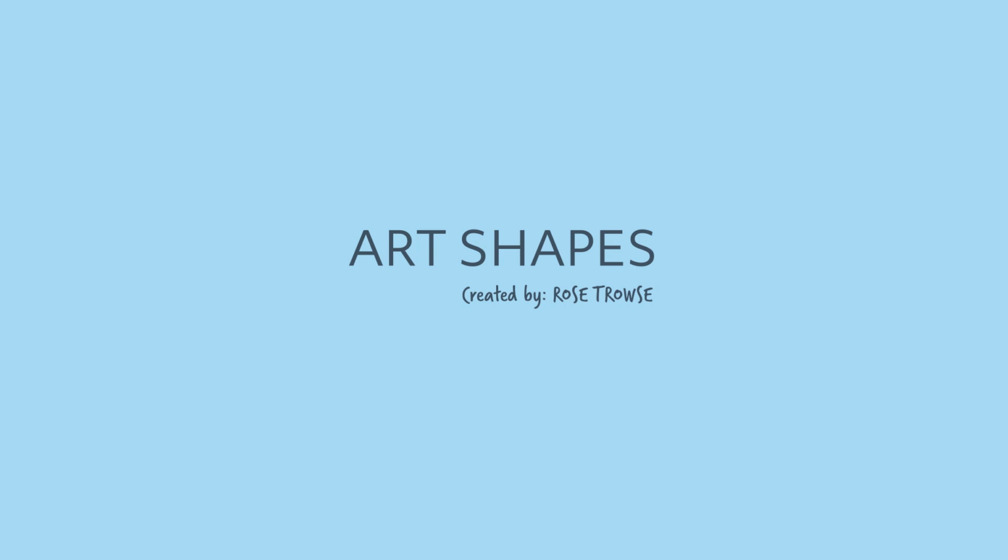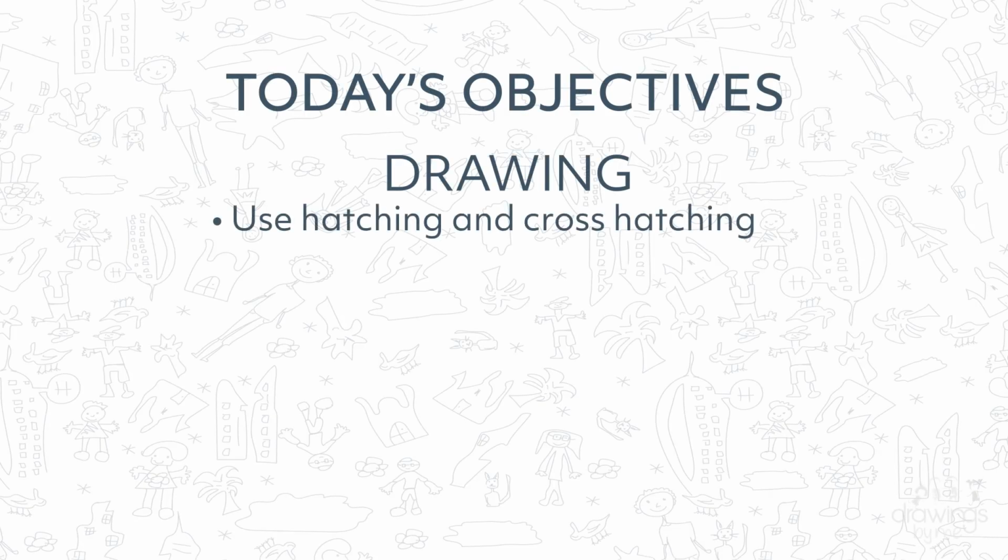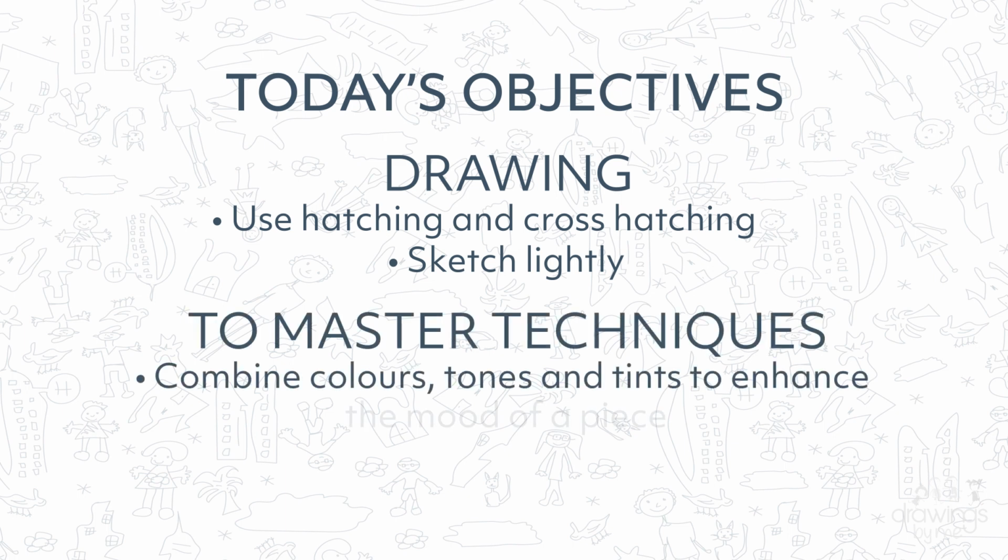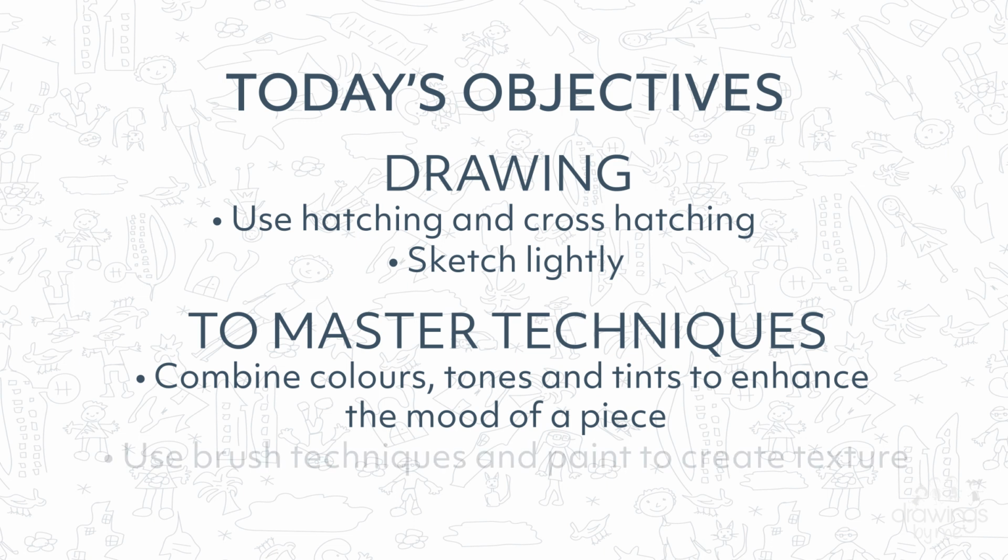Today we will be creating an abstract art shapes painting. You'll be using different pencil techniques such as hatching and cross-hatching to sketch a design lightly, and then use your knowledge of colours to create tones and tints using watercolour paints.